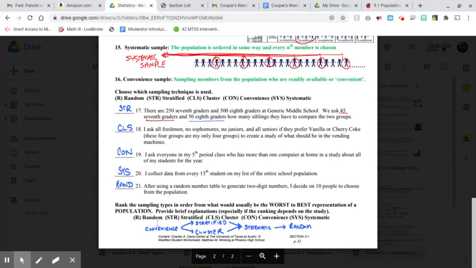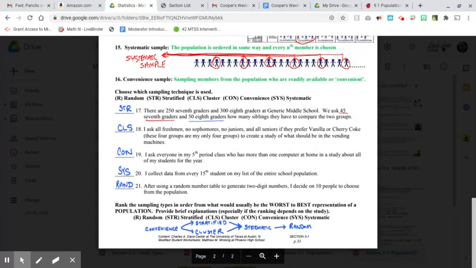So at the bottom here, ranking these samples from what would be the worst to the best. A convenient sample is the absolute worst type of sample. Okay. Stratified and cluster are okay. Systematic is a decent type of sample. And then just an SRS, a simple random sample, would be our easiest and maybe best type of sample.